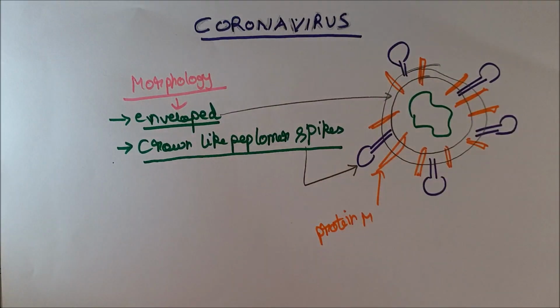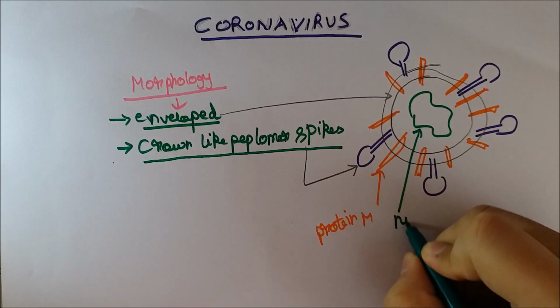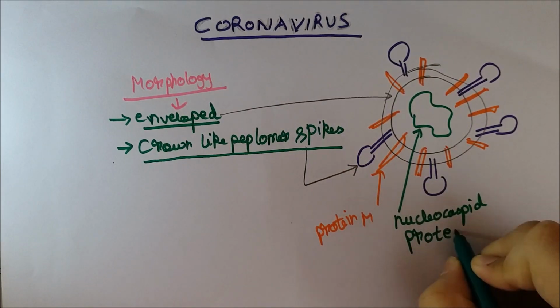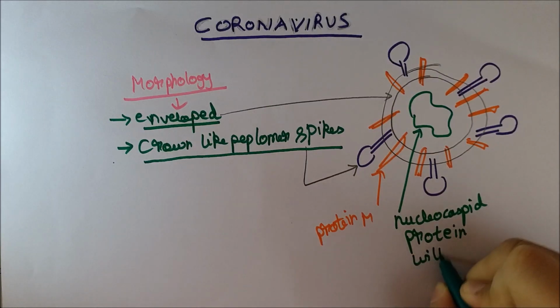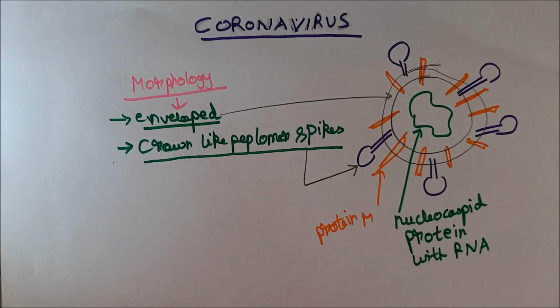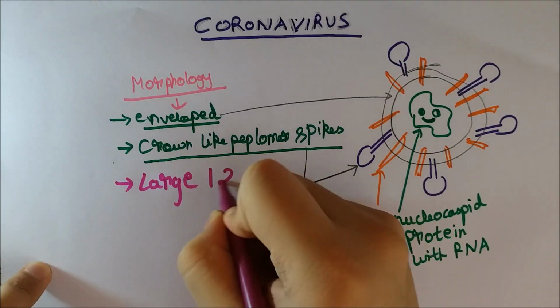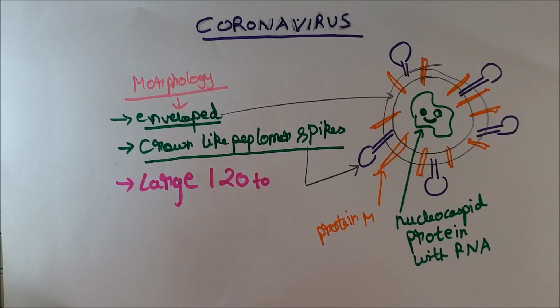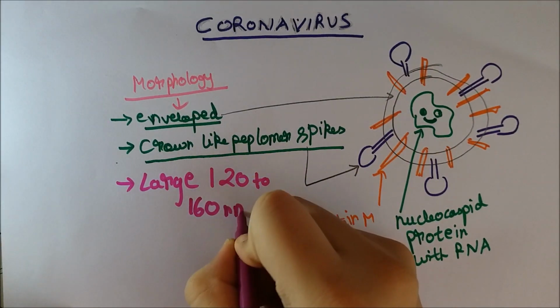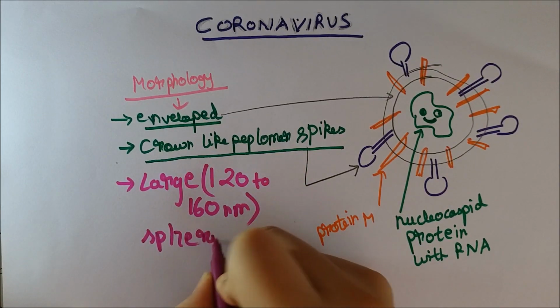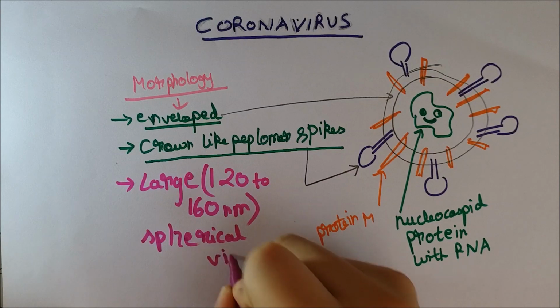Now, the genomic material of coronavirus is an RNA. So inside the envelope, we have certain nucleocapsid proteins which are associated with RNA. So that was about the morphology or the structure. Now, coronaviruses are pretty large viruses. These are 120 to 160 nanometers, and these are spherical in shape.